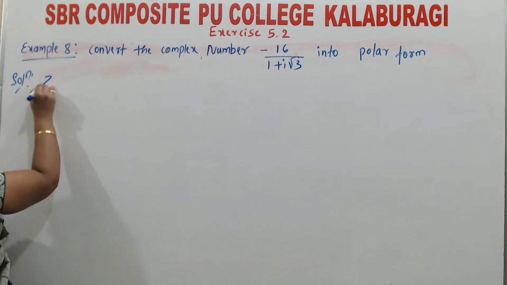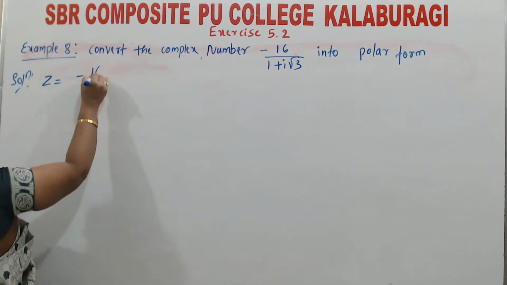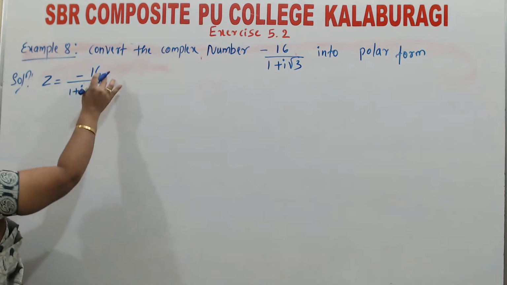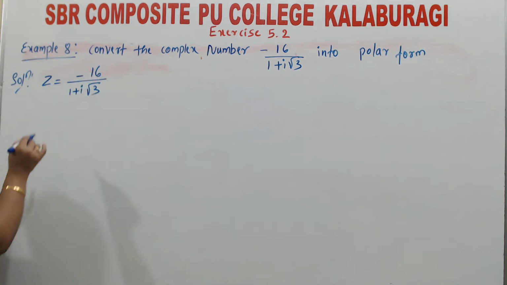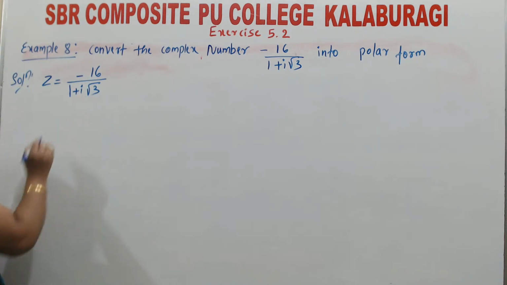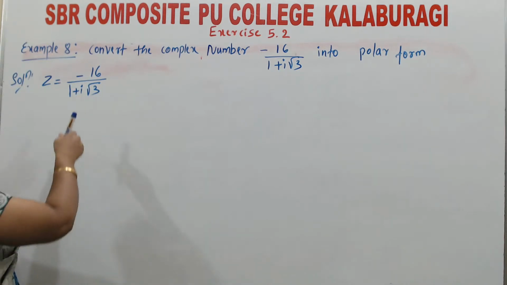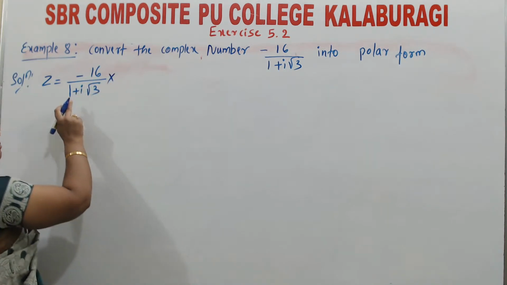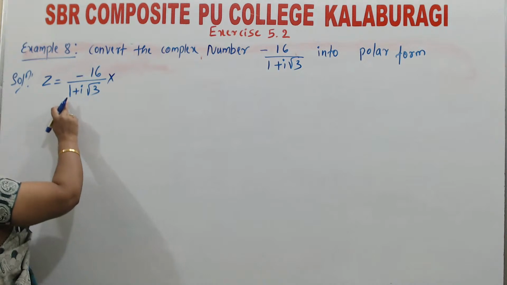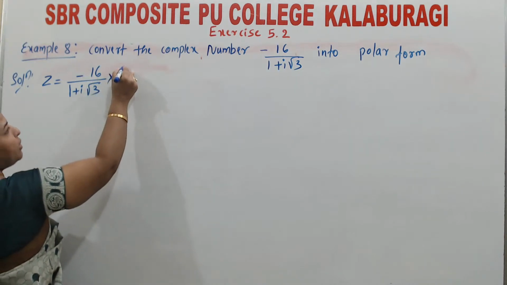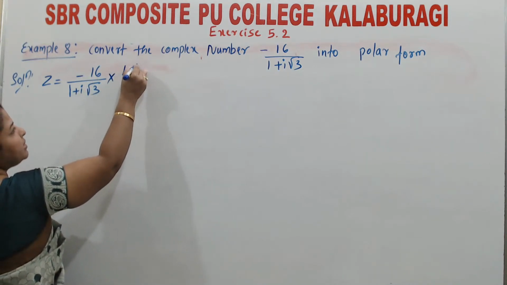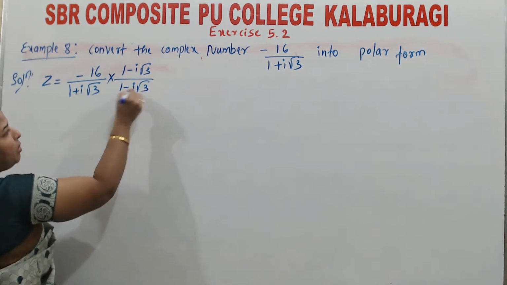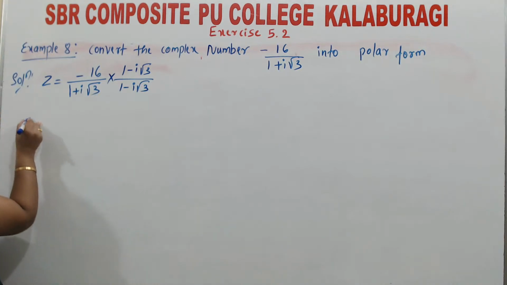Given complex number z is equal to minus 16 divided by 1 plus i root 3, right? The denominator is an imaginary term. So what do we have to do here? If the denominator is imaginary, we have to rationalize this term, which means multiplying and dividing by its conjugate. The conjugate of the denominator is 1 minus i root 3, so we multiply and divide by 1 minus i root 3.